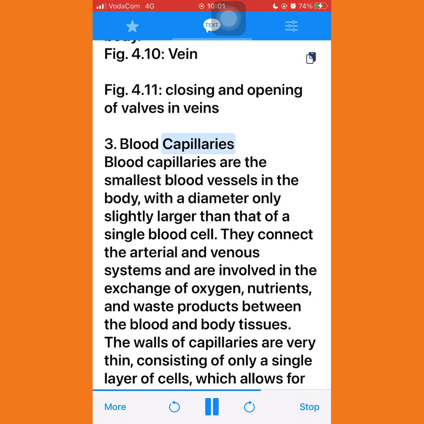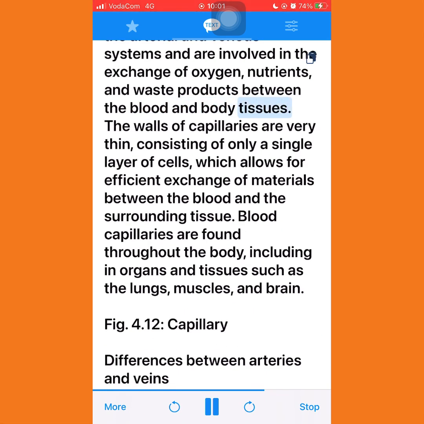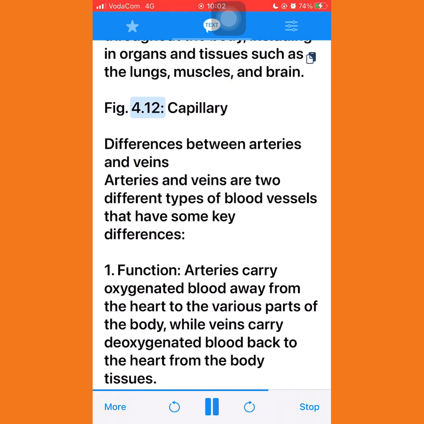3. Blood capillaries. Blood capillaries are the smallest blood vessels in the body, with a diameter only slightly larger than that of a single blood cell. They connect the arterial and venous systems and are involved in the exchange of oxygen, nutrients, and waste products between the blood and body tissues. The walls of capillaries are very thin, consisting of only a single layer of cells, which allows for efficient exchange of materials between the blood and the surrounding tissue. Blood capillaries are found throughout the body, including in organs and tissues such as the lungs, muscles, and brain. Fig. 4.12, Capillary.